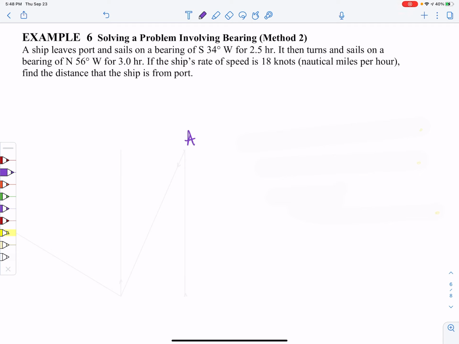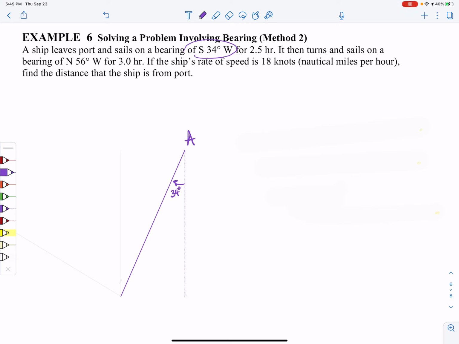And since I'm going to go southwest, the first thing that I'm going to do is establish my south line. Okay, so there's my south line. And from my south line, I want to go west of that. Well, west is to the left. And I'm going to draw an angle. Okay, and that angle is 34 degrees. So there's my southwest. The solid line is the path that the ship took. It says I'm going to go for 2.5 hours, but I'll deal with that in a little bit.